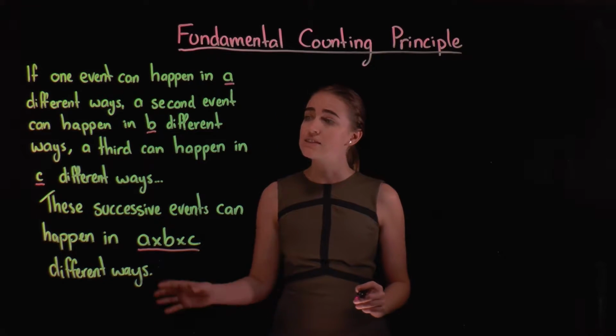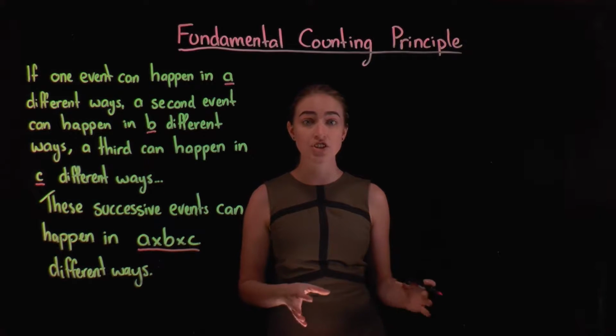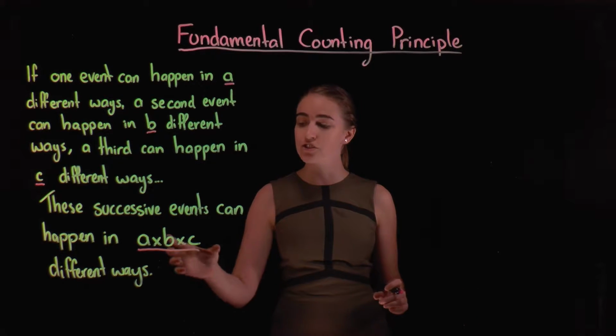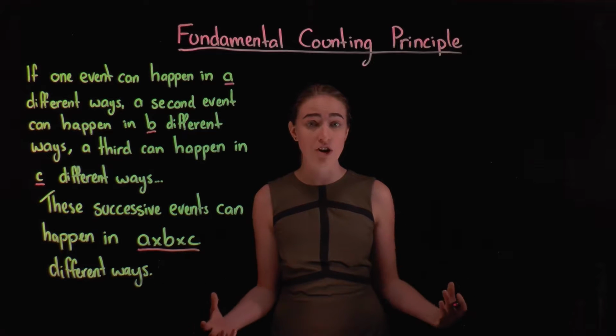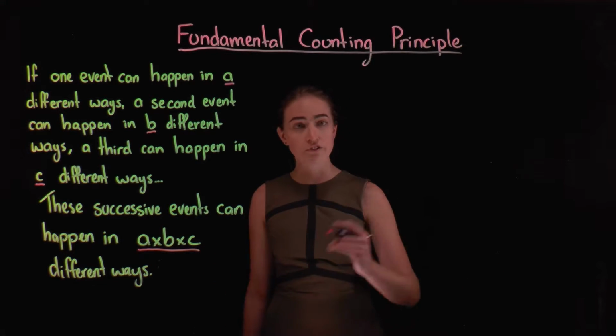So what that means is if we know the number of possible outcomes at each stage in an event, then we can find the total number of outcomes in the event as a whole by multiplying the number of outcomes at each step. So, for example, let's have a look.